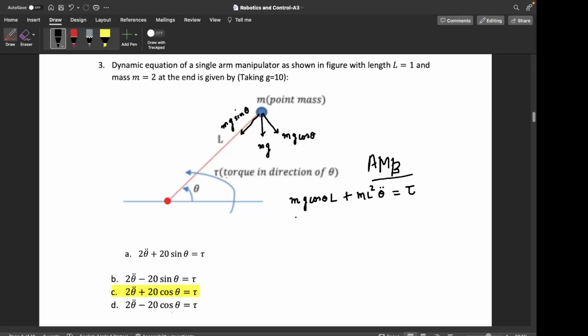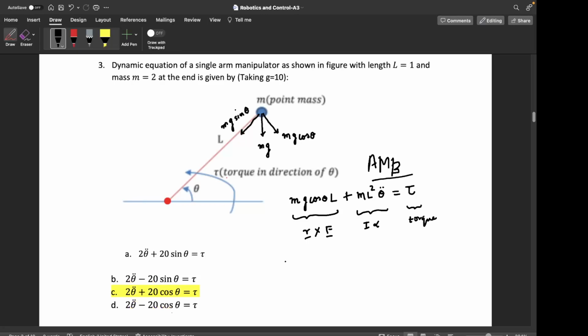This is basically the R cross F term, and this is the I alpha term, right? And this is the torque. Now you just have to substitute the values.